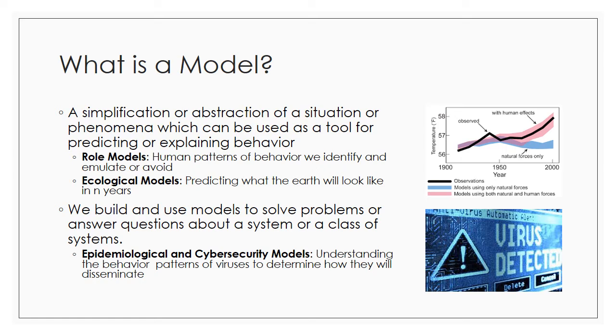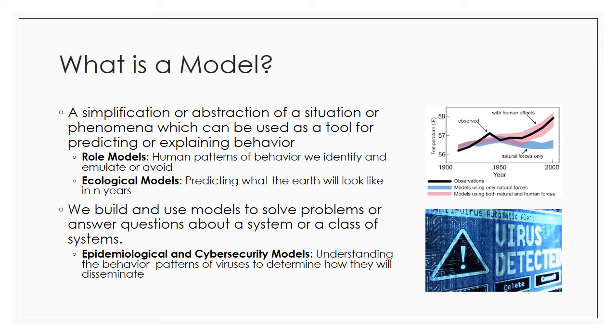So let's define what a model is. A typical definition is a simplification or abstraction of a situation or phenomena that can be used as a tool for predicting or explaining the behavior of something. Think about it in terms of role models. Role models are people whose patterns of behavior we identify, and then we emulate those patterns of behavior, or in terms of bad role models, we avoid those patterns of behavior.